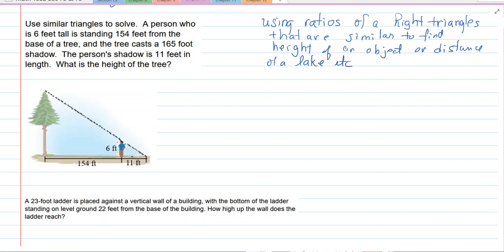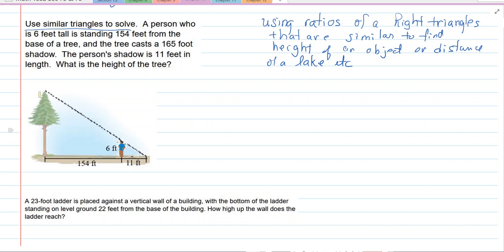So we use these similar triangles to develop those ratios, and we can find an estimate of height. Is it going to be exact? No, but it'll be pretty close. So here we have to use similar triangles to solve. Already we know they're similar.